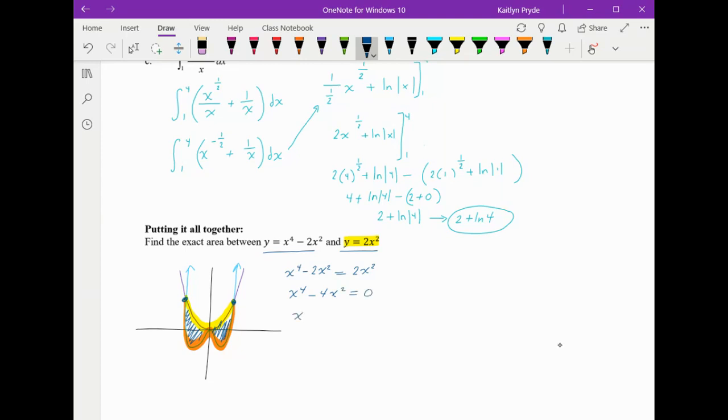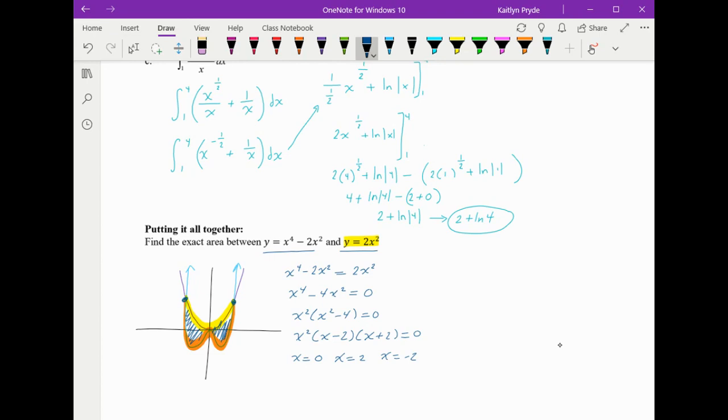Well, here I can factor out an x squared. I'm looking at x squared times (x squared minus 4) equal to 0. Here I have an x squared, and this is going to be (x minus 2) and (x plus 2) equal to 0. So I have three intercepts: x equals 0, x equals 2, and x equals negative 2.